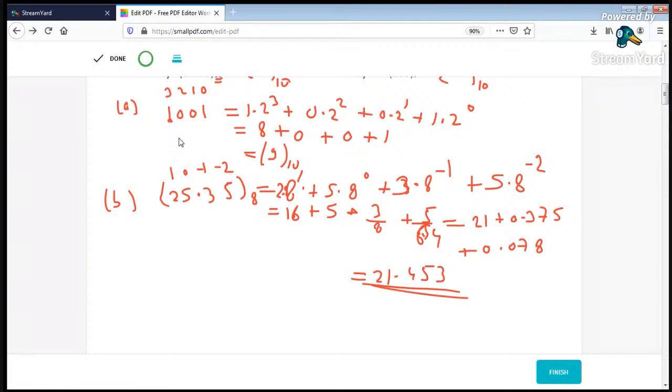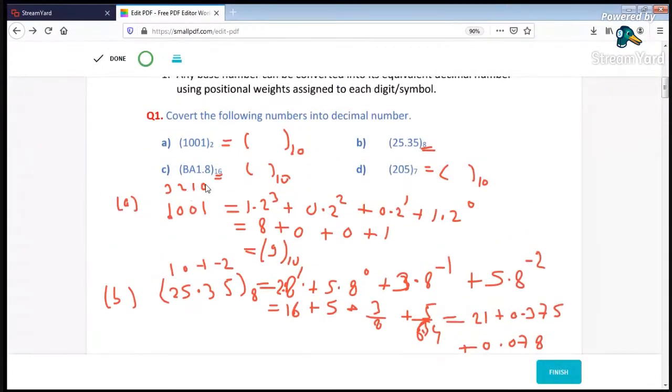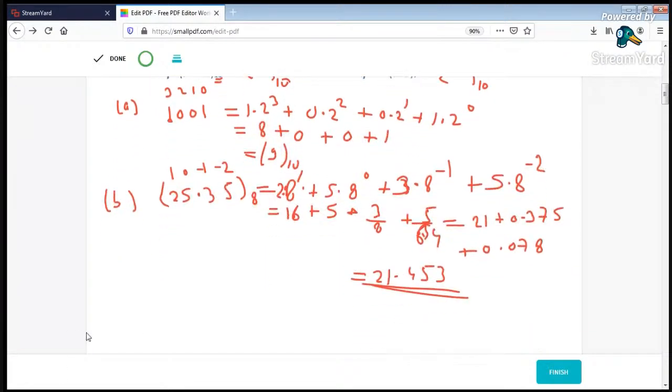Similarly, if we solve the third problem, the third is hexadecimal form. I already explained A part and B part. You can do this one on your own. And the last problem, D part. This one is non-standard. In D part, the number given is 205.